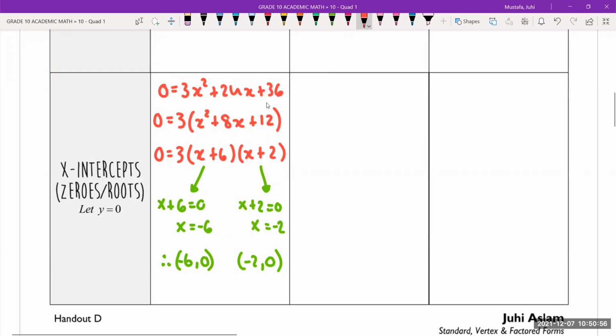Let's do the next one. Look at this equation. It is already in factored form. So we have x plus 4 and x minus 6. I let my y equal to 0 already. So do we need to do any math for this? Like rearrange anything? No, everything's already done. We do the same thing that we did before. So we're gonna go x plus 4 is equal to 0. X is equal to -4.